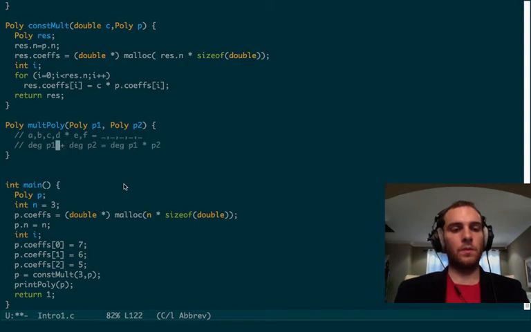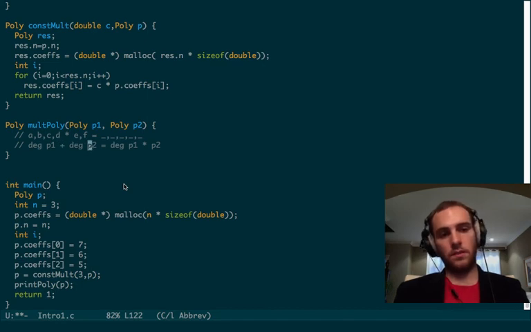So the degree is going to be n minus 1 plus n minus 1, and that's going to be n minus 1. So here you have a minus 2, here you have a minus 1, so n is going to be, for this thing, n is going to be n for this thing plus n for this thing minus 1.